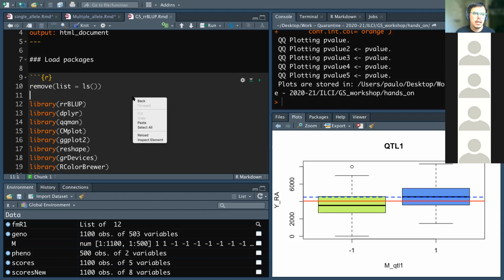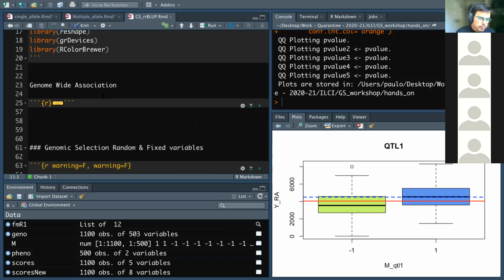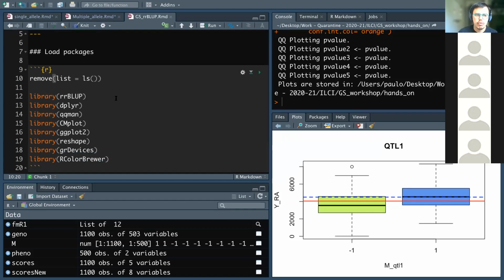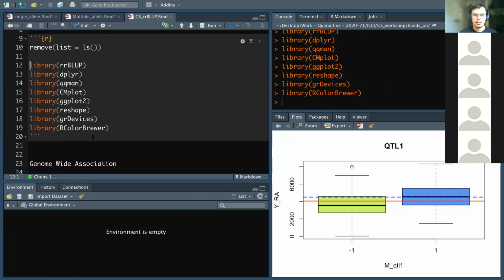Okay, so the last part is again about genomic selection, and we're gonna need basically the same packages that we used in the previous code. And again, just as good practice, if you are gonna start to run a new script, it's good to remove everything from your global environment, and then run all the packages that we are gonna need.